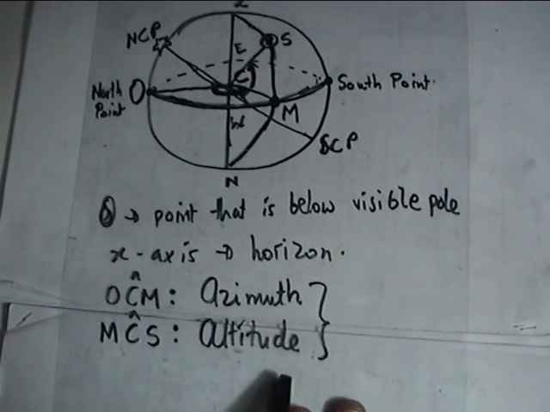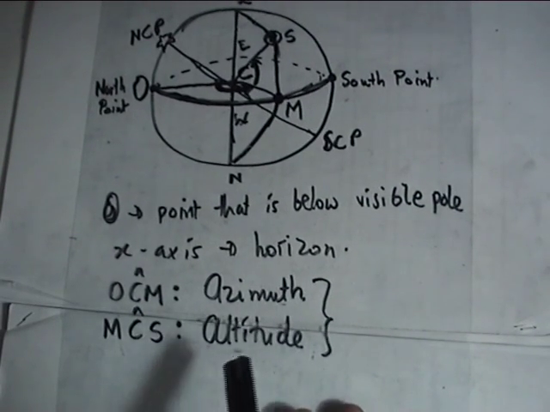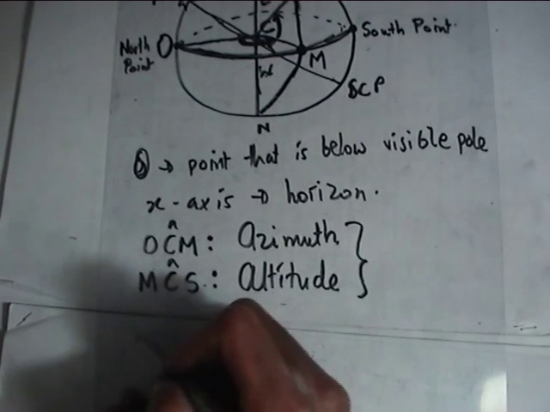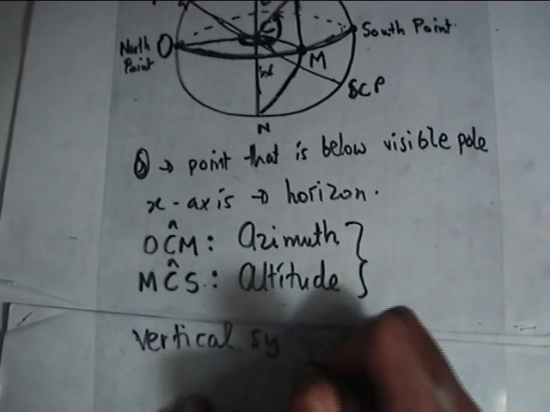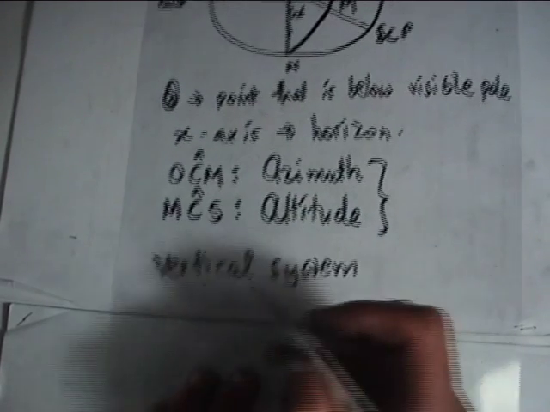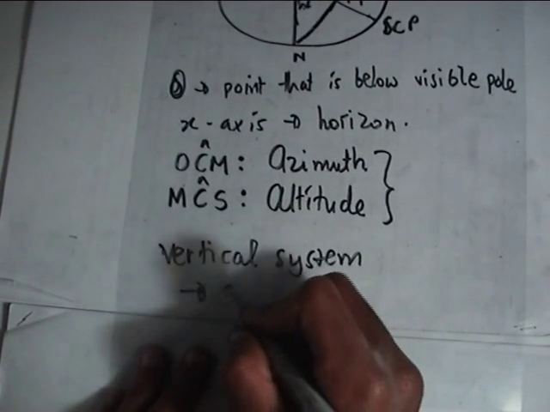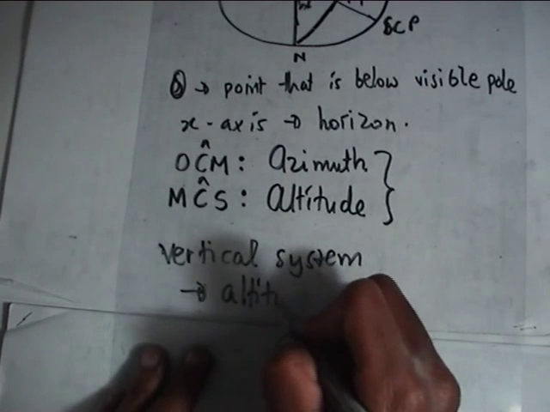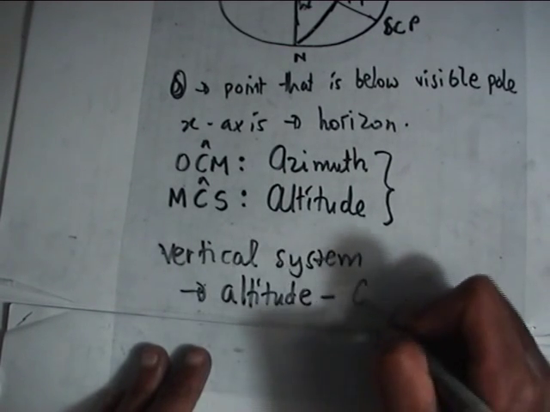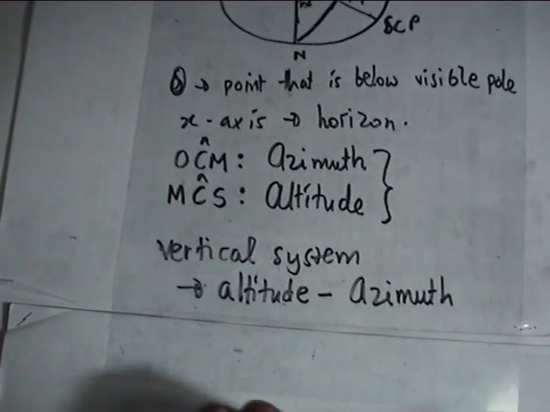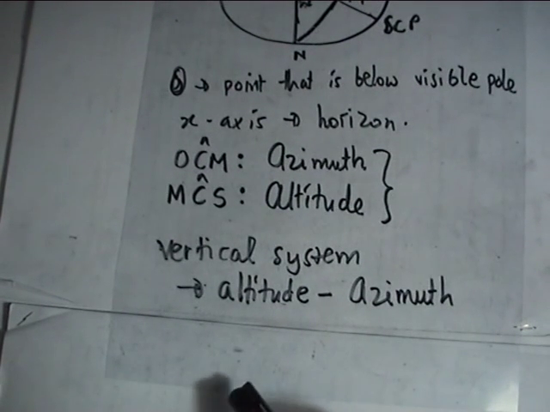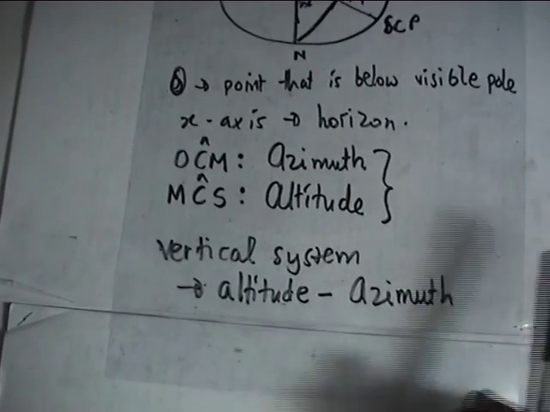As the altitude. So this vertical system is also called the altitude azimuth system, for obvious reasons, because the coordinates are the altitude and the azimuth. So now let's just get a few examples.